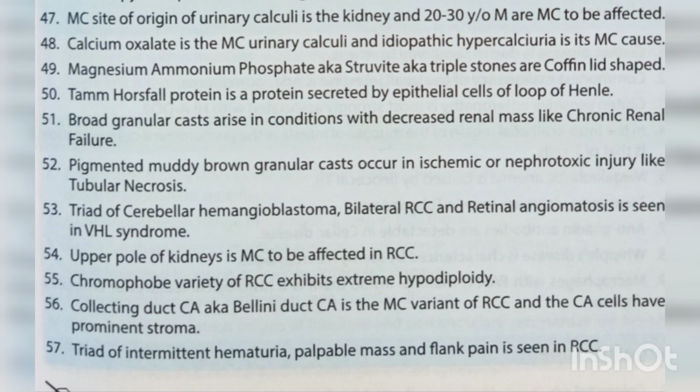Triad of cerebellar hemangioblastoma, bilateral RCC and retinal angiomatosis is seen in VHL syndrome. Upper pole of kidneys is most commonly affected in RCC. Chromophobe variety of RCC exhibits extreme hypodiploidy. Collecting duct carcinoma, also known as Bellini duct carcinoma, has carcinoma cells with prominent stroma. Triad of intermittent hematuria, palpable mass and flank pain is seen in renal cell carcinoma.